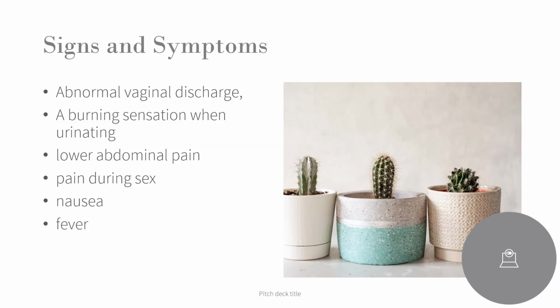Signs and symptoms of chlamydia, because it is a cervical infection, include abnormal vaginal discharge. So not just normal, but a greater amount, a different smell, something like that would be considered abnormal. A burning or an itching sensation when urinating, lower abdominal pain, pain during sex, and you could also have symptoms such as nausea and fever. But remember, in most cases of chlamydia, the patient is asymptomatic.